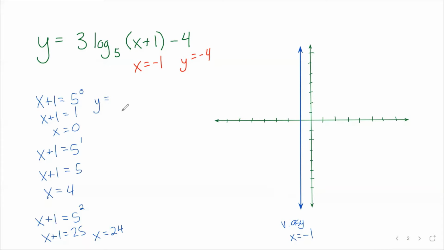Okay, when x is 0, 3 log base 5, 0 plus 1 minus 4. So 3 log base 5, 1 equals log base, anything of 1 is 0. 3 times that is still 0. And so we end up with -4. So we have our first point when x is 0, y is -4.